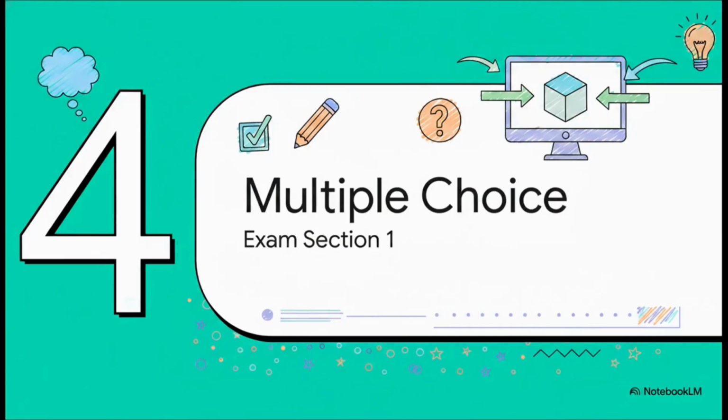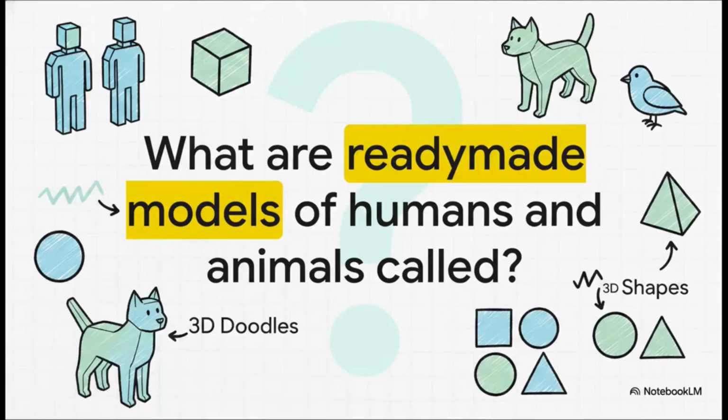Section 4, Multiple Choice. All right, pop quiz time. Here is your first question, straight out of the textbook's practice section. What are the ready-made models of humans and animals actually called in Paint 3D? Think back to the tools we just looked at. Are they 3D objects, 3D doodles, 3D models, or 3D shapes? Take a second and lock in your guess.